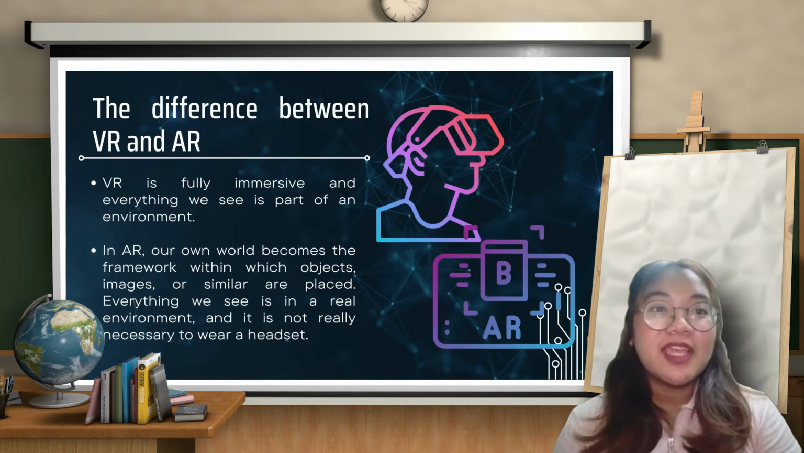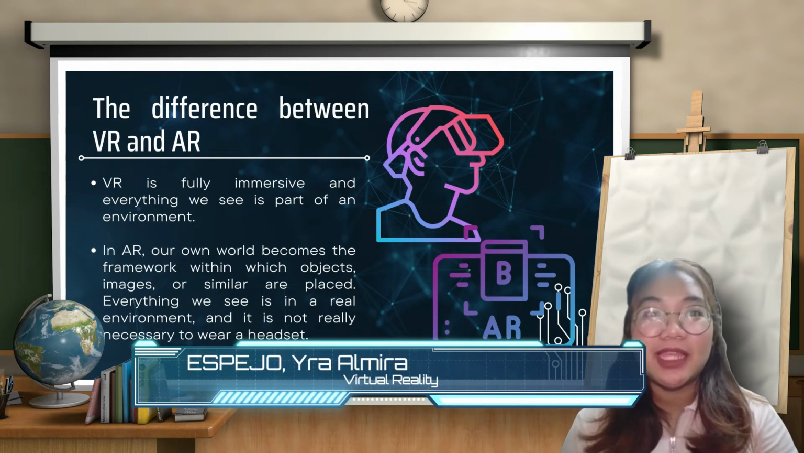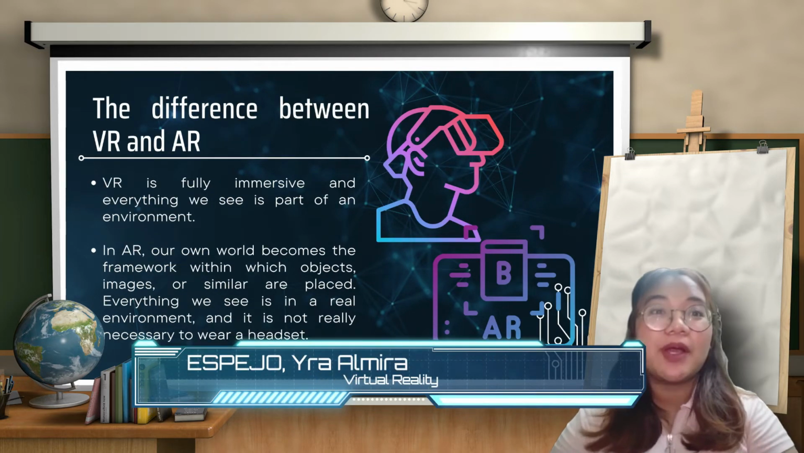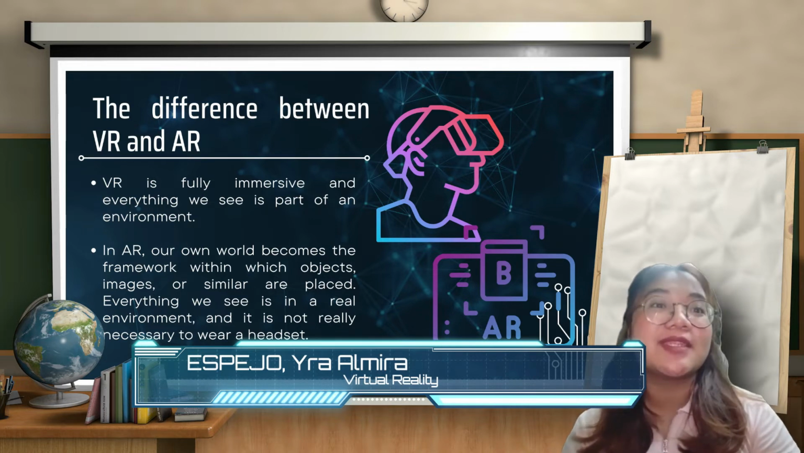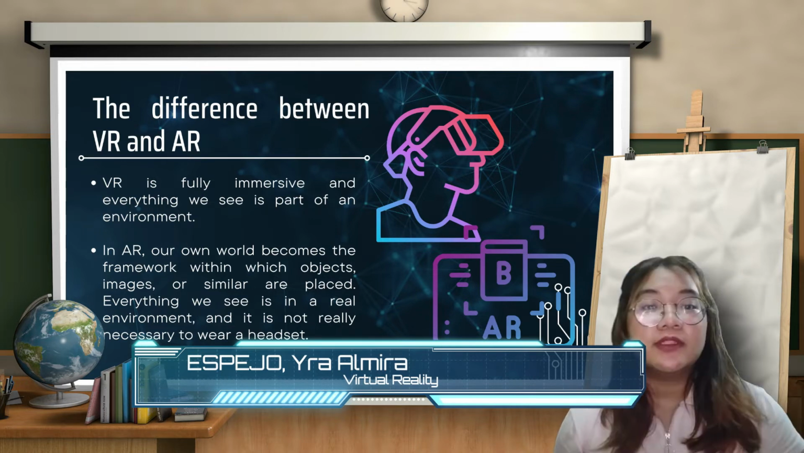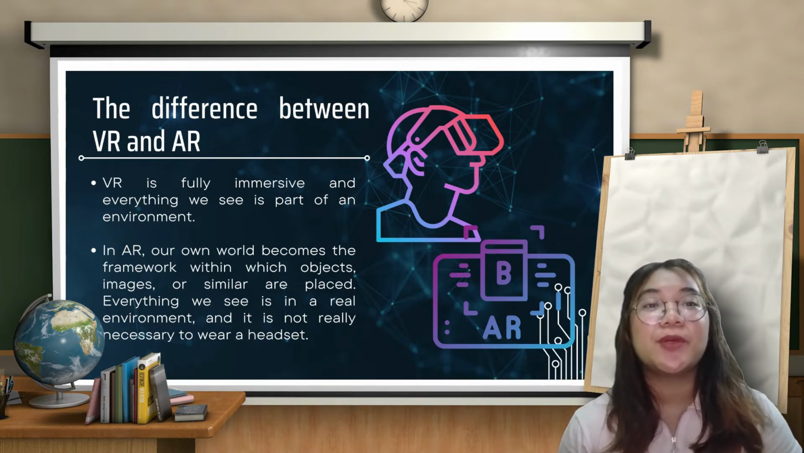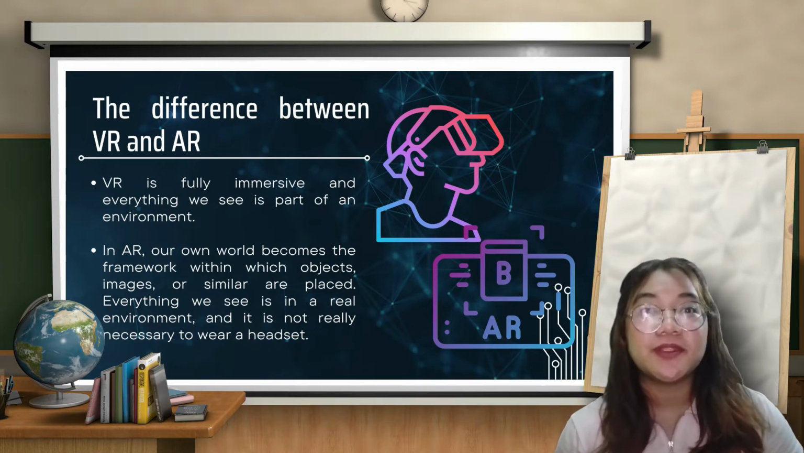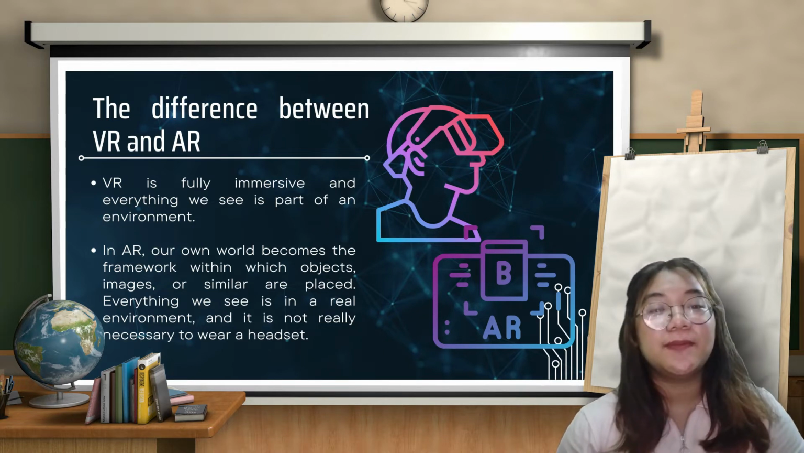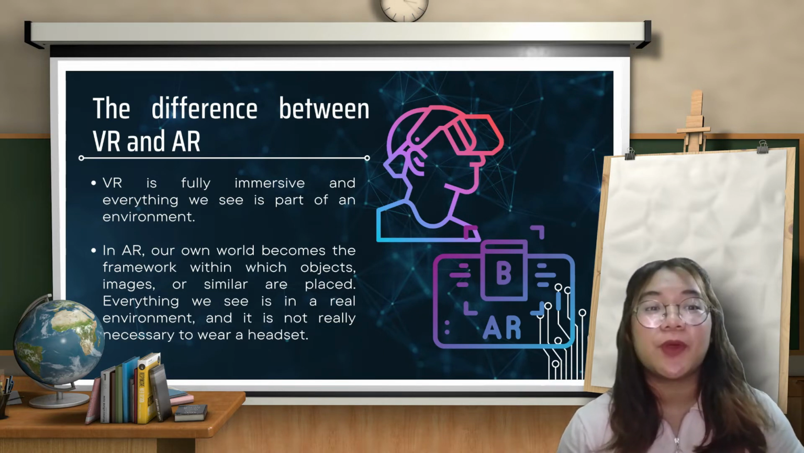Thank you very much, Mr. De Guzman. And now we are about to learn more about virtual reality as well as augmented reality. The difference between the two is that VR builds the world in which we immerse ourselves through a specific headset. It is fully immersive and everything we see is part of an environment that is artificially constructed through images, sounds, and so on.